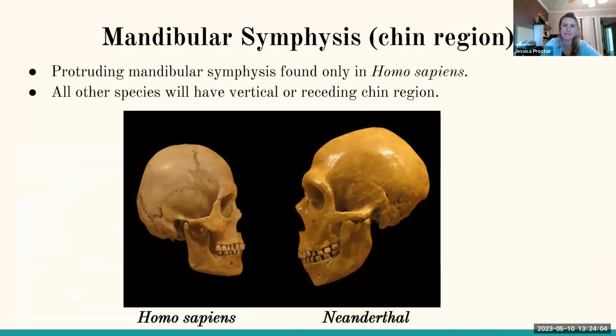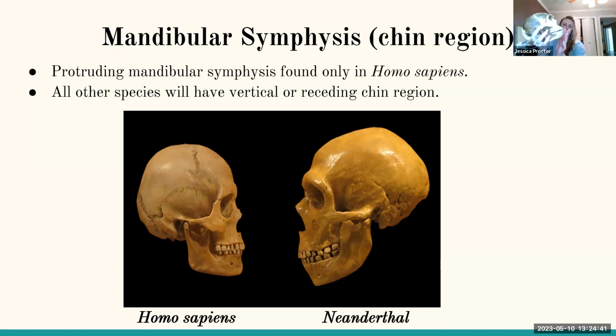All right, last one, the mandibular symphysis, also sometimes called the mental protuberance. This is the chin region. This will again be important when we talk about modern Homo sapiens next week. The mandibular symphysis is the region where a chin would be. Modern Homo sapiens, we are the only ones that have a protruding mandibular symphysis. When you start here at your lower lip and feel down, that protrusion is the chin region. That's a protruding mandibular symphysis that we only see in Homo sapiens.